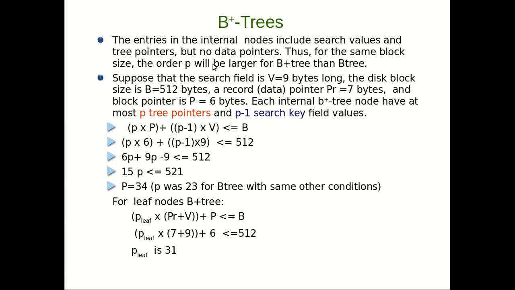Therefore, from this result, what is our conclusion? A B plus tree is more compact. More entries are possible in the case of B plus tree compared with B tree because of the lack of data pointers in each intermediate as well as root node. Now let us see B plus tree insertion, that we will see in the next class.